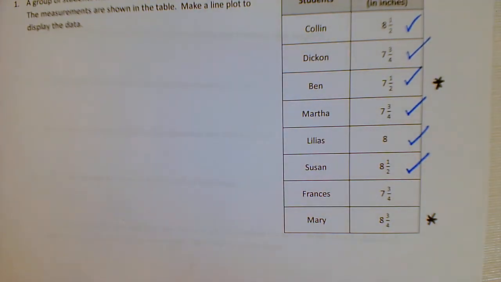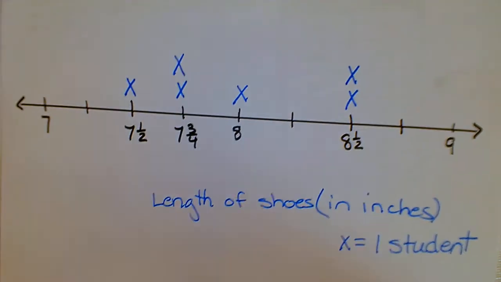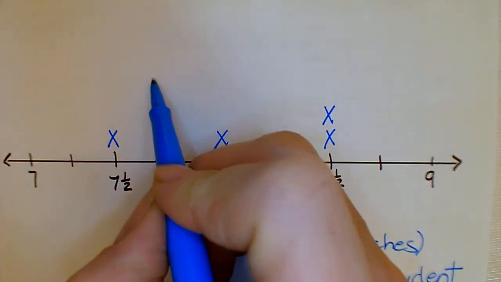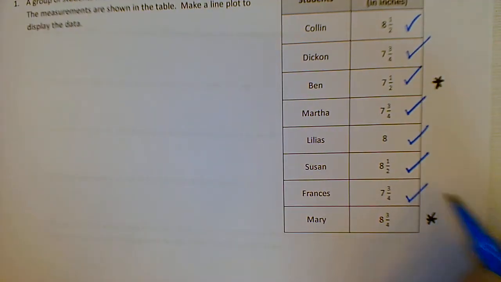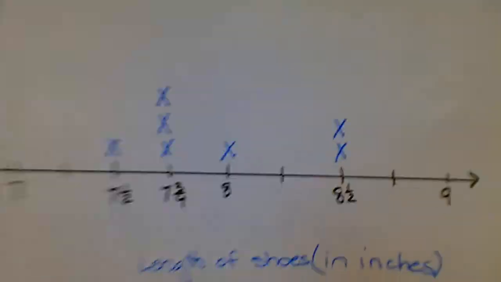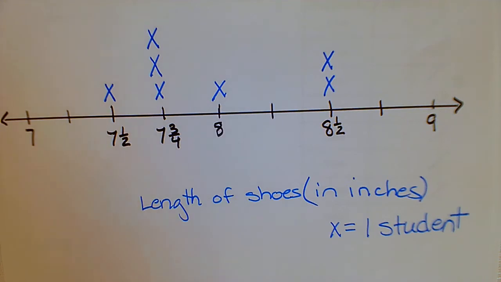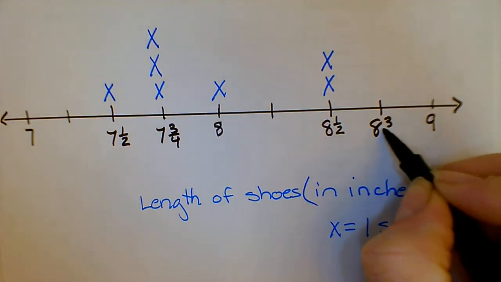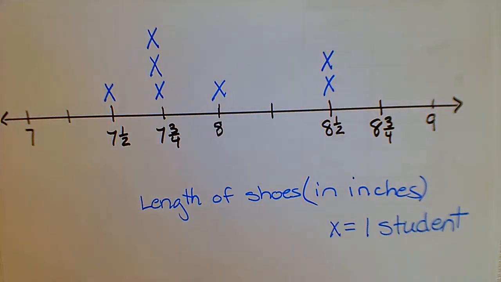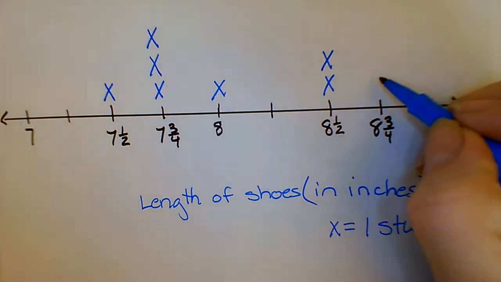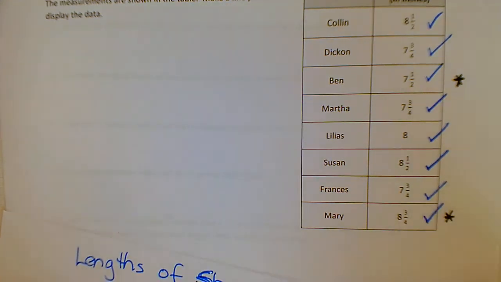Next, we have Frances. Frances is 7.75. So that's going to be right here. Check it off. And then we have Mary. Mary has 8.75. So Mary has the longest foot. And I'm going to go ahead and write that on here, and I'm going to go ahead and place that X for us, and give her a check.